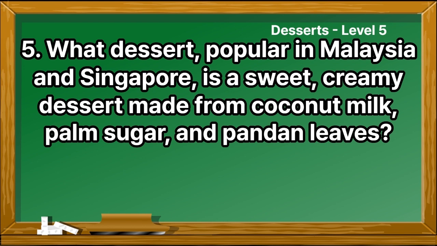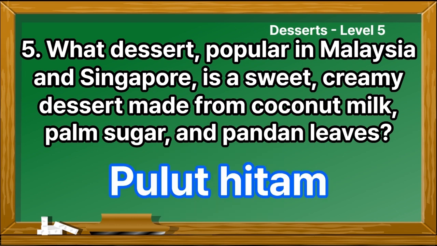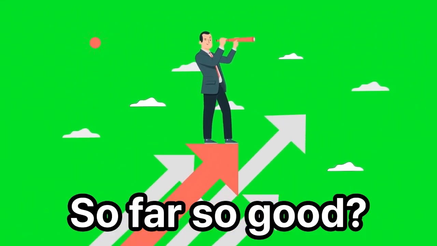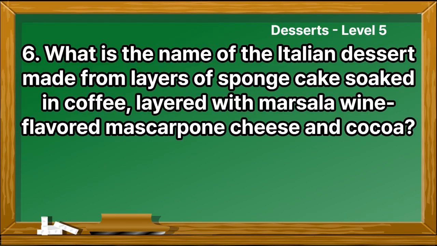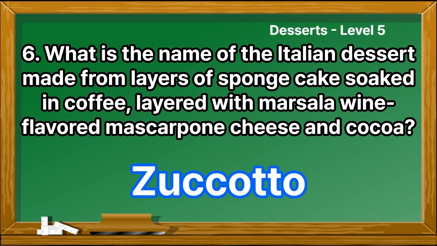What dessert, popular in Malaysia and Singapore, is a sweet, creamy dessert made from coconut milk, palm sugar, and pandan leaves? Pulut hitam. So far so good? What is the name of the Italian dessert made from layers of sponge cake soaked in coffee, layered with Marsala wine-flavored mascarpone cheese and cocoa? Zucchotto.